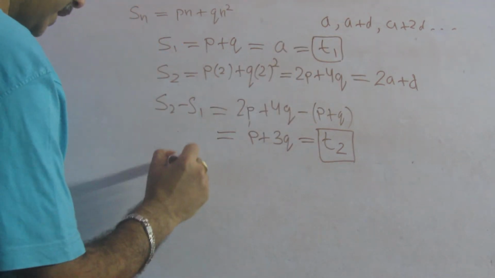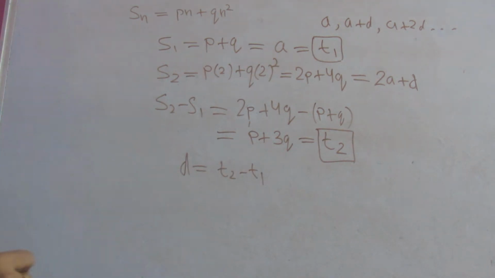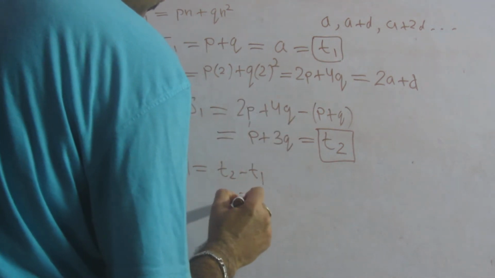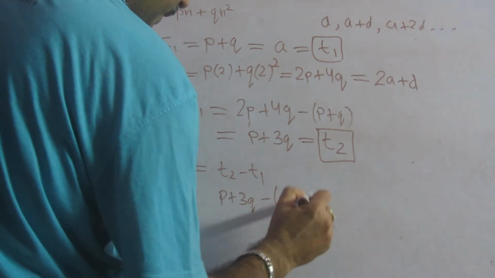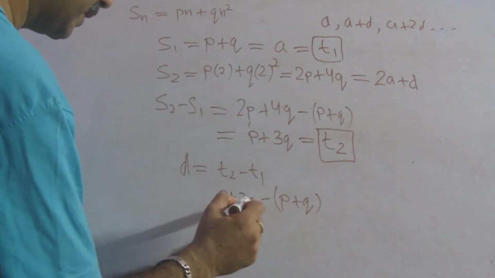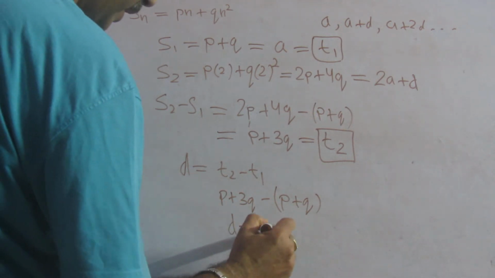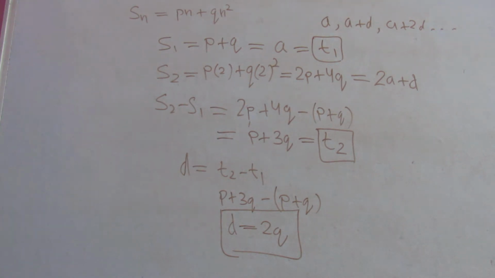So how do I find D? D is T2 minus T1. Now my T2 is P plus 3Q minus P plus Q. So this P and P cancel each other. 3Q minus Q will give me 2Q. So D equals 2Q. Okay, so remember this trick.